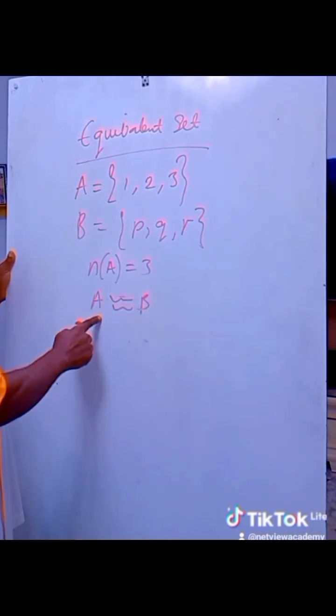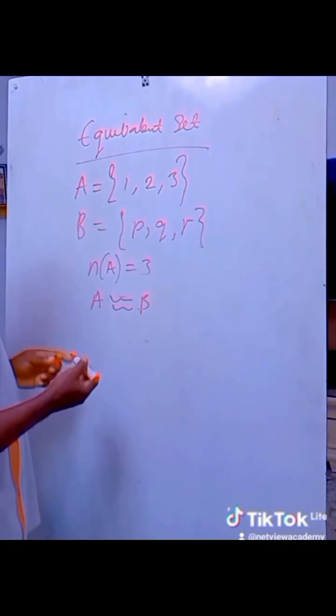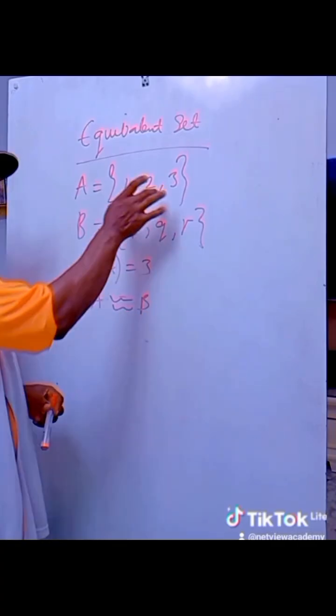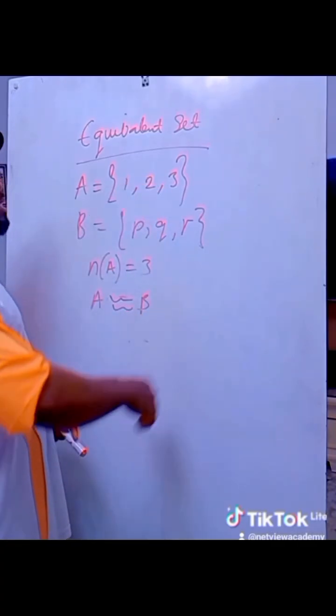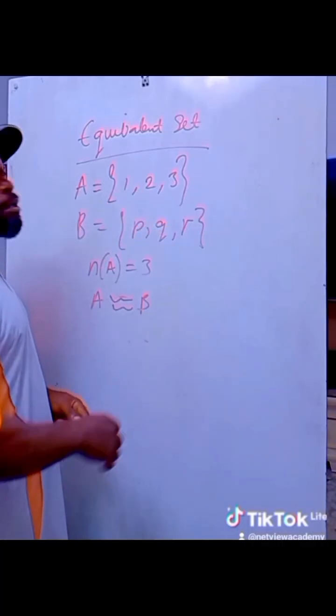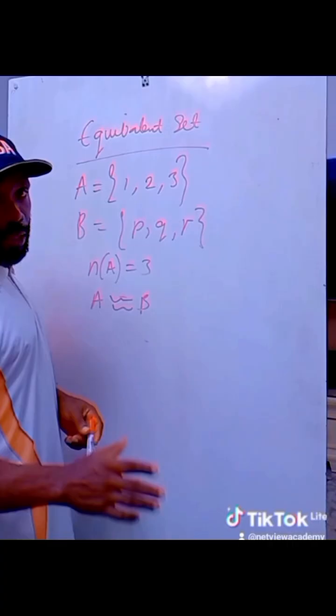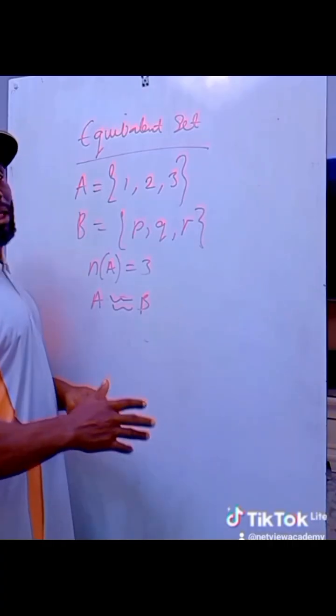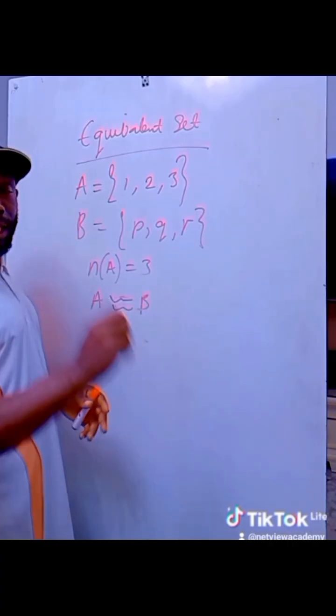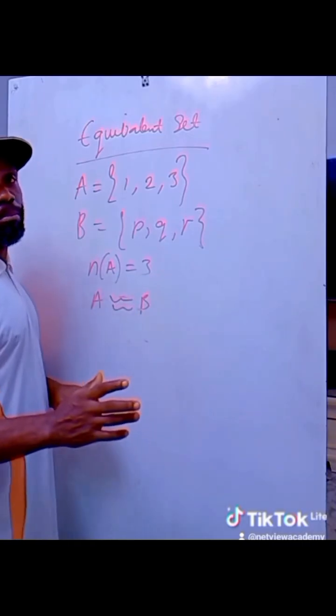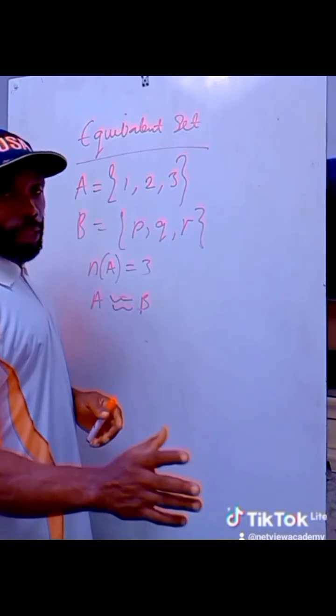So set A is equivalent to set B because the number of elements of set A is equal to the number of elements in set B. Regardless of the type of element or the order of the elements in the sets, what matters in equivalent sets is that both sets have the same number of elements in them. The two sets can be said to be equivalent.